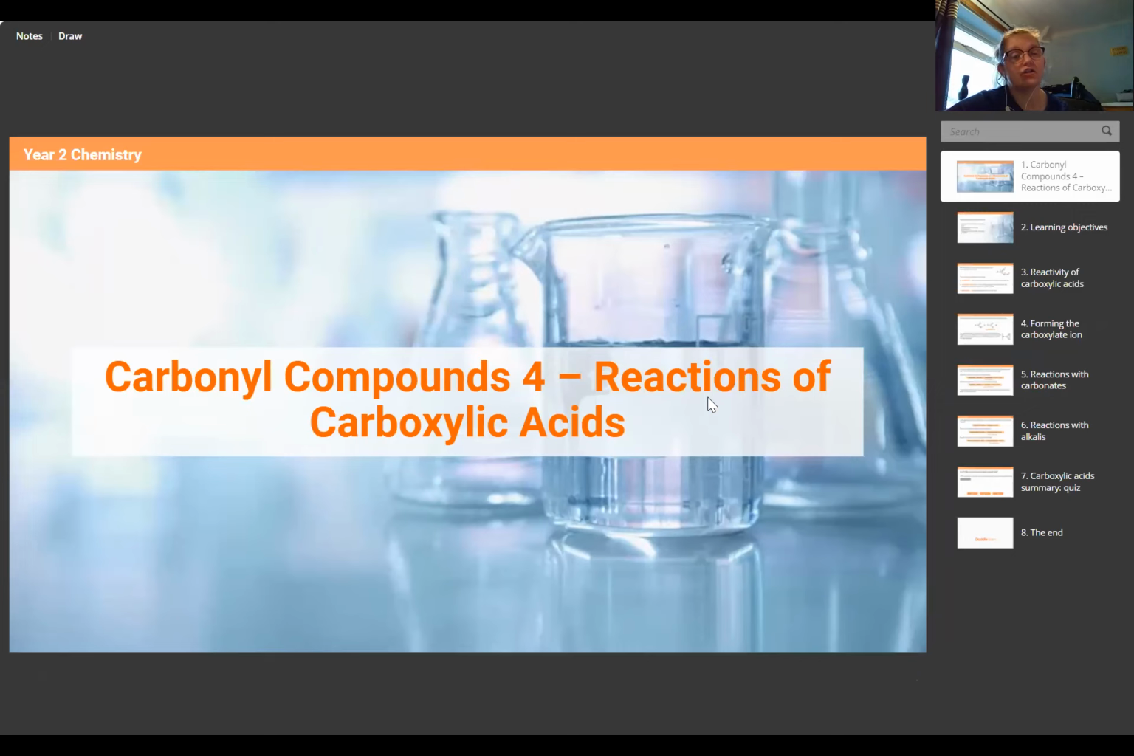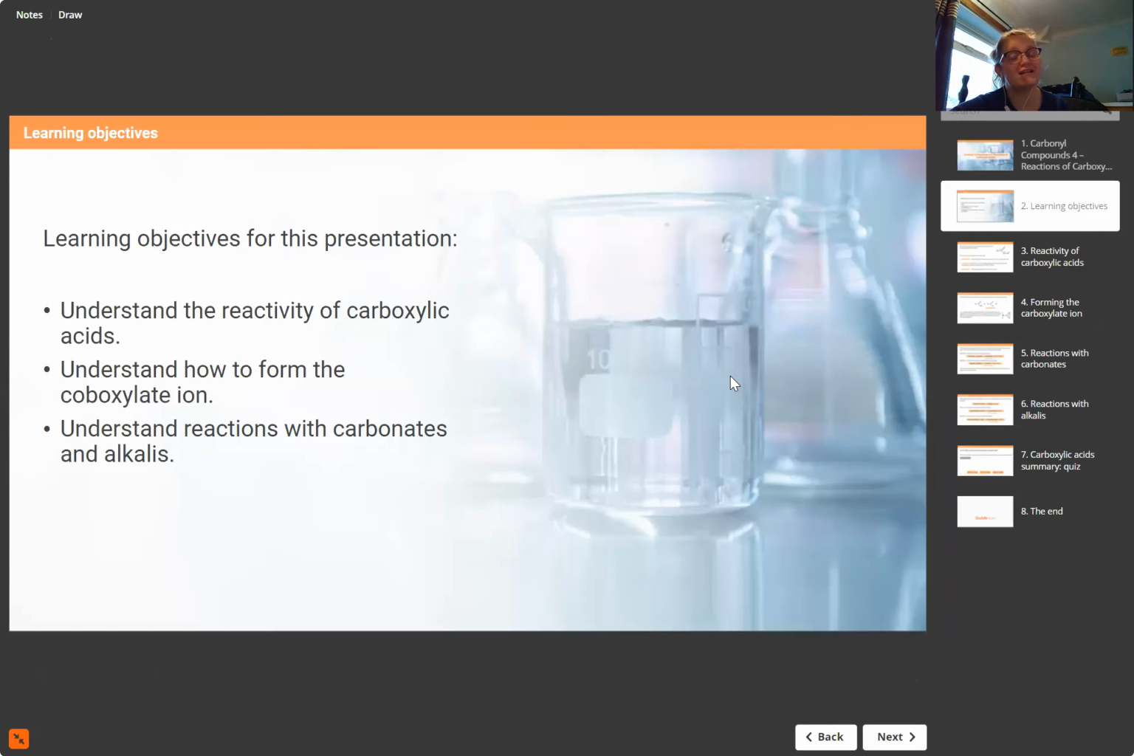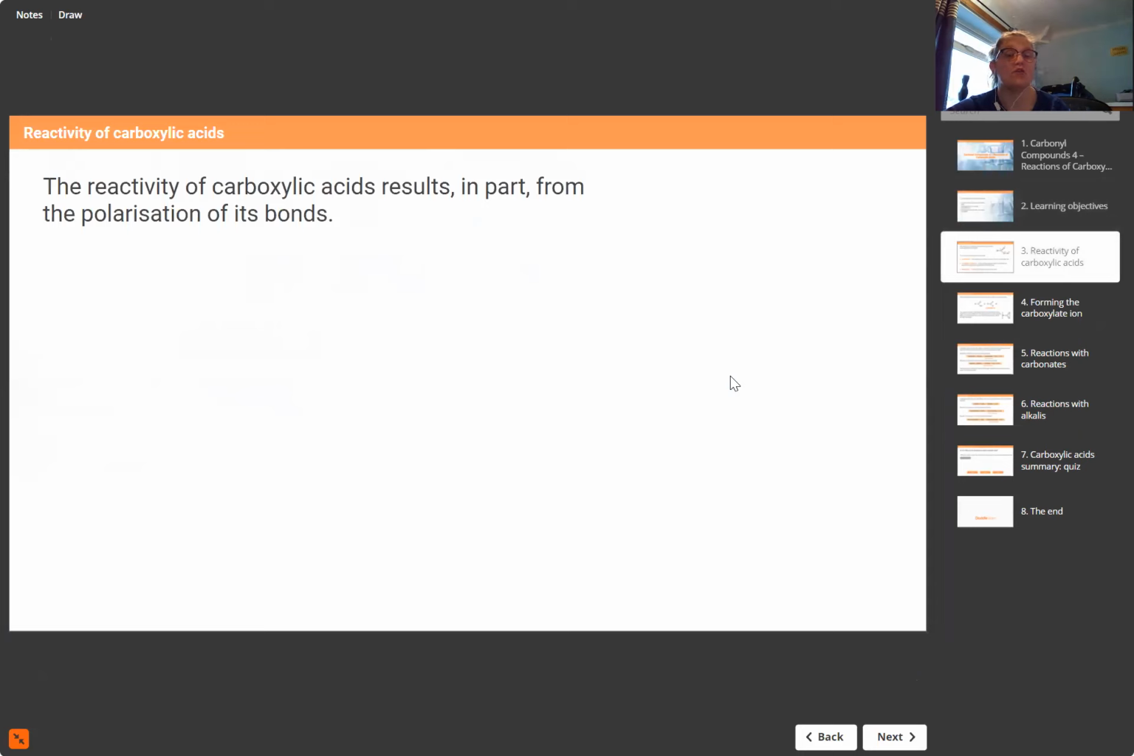And this is our final section of carbonyl compounds, and this is the reactions of carboxylic acids. So we're going to look at the reactivity of carboxylic acids, understand how to form a carboxylate ion, and understand reactions with carbonates and alkalis. So the reactivity of carboxylic acids results in part from the polarization of its bonds. So as we can see here, we've got a polarization on the carbonyl group that we've talked about before, but we've also got that polarization on that hydroxyl group.